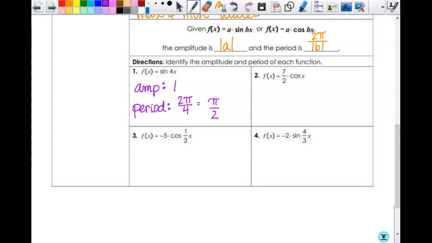Right? So number 2, what's the amplitude? 7/2, good. And what's the period? 2 pi, because there's nothing there, right?